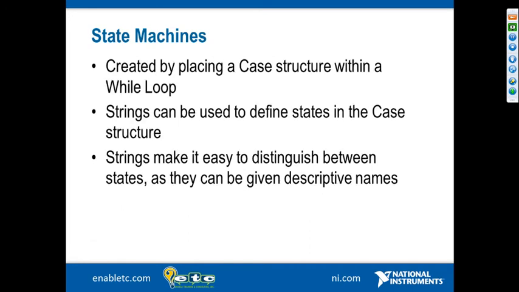State machines are created by placing a case structure within a while loop, also implementing a shift register within that while loop to remember the state information. Strings can be used to define that state information and used as the input to the case selector in the case structure. One of the benefits of using strings is that it makes it easy to distinguish between states because they can be given descriptive and human-readable names.